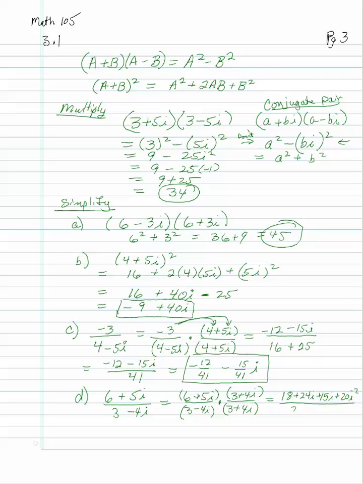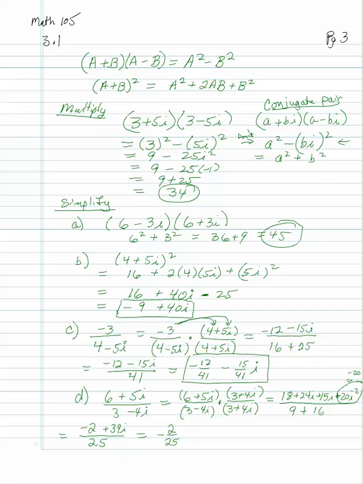The bottom we'll do the shortcut, 3 squared is 9, minus 4i times 4i, which is 16i squared, so it becomes plus 16, which is 25 on the bottom. And the top, now remember the plus 20i squared is equal to negative 20. So negative 20 plus 18 is negative 2. 24 plus 15i is 39i. And then split it up into a plus bi form.